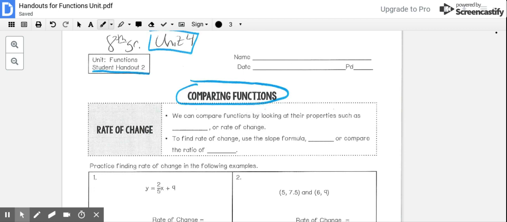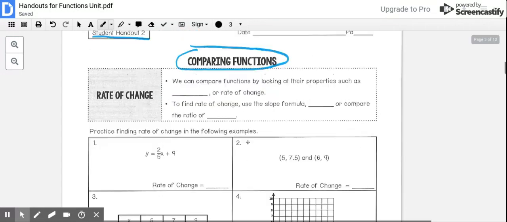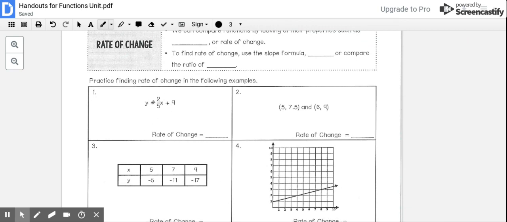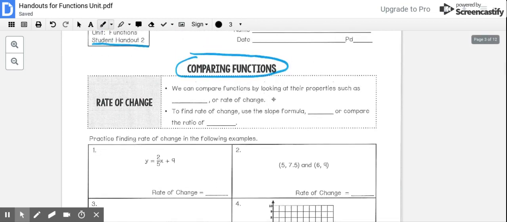Lesson 2 is about comparing functions. If you remember, a function is any relationship where every x value only has one y value. And so a function can be in the form of an equation. It can be a list of ordered pairs. It can be a table, and it can be a graph. So we compare the functions by looking at their properties, such as slope or rate of change. Remember, we keep saying that those all mean the same thing, or like unit rate.